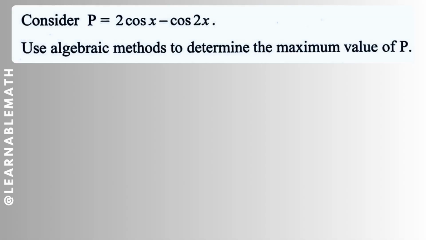All right, question 5. This was question 5.4. It says consider p is equals to 2 cos x minus cos 2x. Use algebraic method to determine the maximum value of p. We can't just use any method, we have to use algebraic method, and they do know that there's no method that can help us to solve this beside algebraic method. So we have to be very careful and listen attentively to the language there, right?